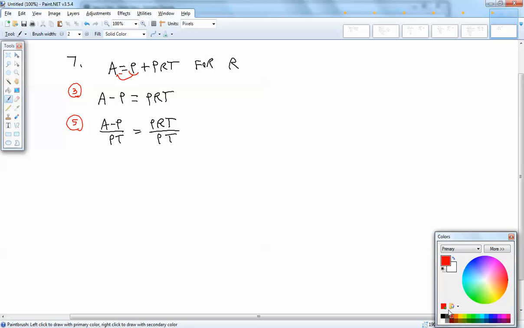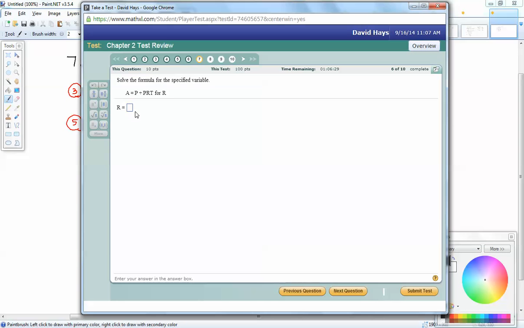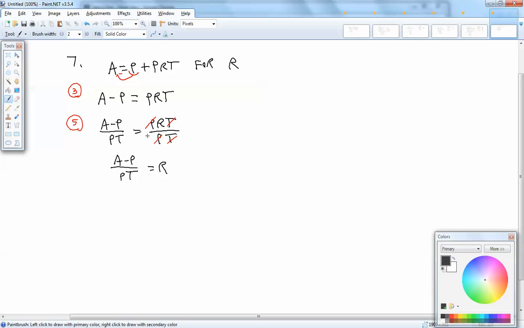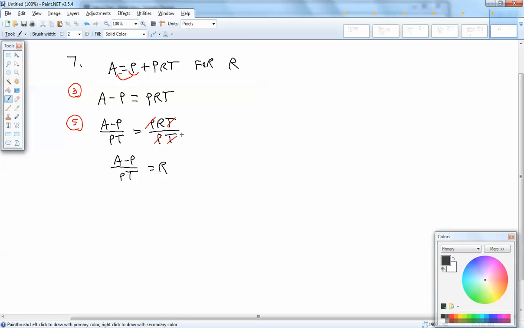Now when you do that, those P's are going to cancel and those T's will cancel. And over on this side, we're going to have R is equal to A minus P over PT. Now let's see what kind of form they want us to put the answer in. Oh, they already have R equals. Okay, good. A minus P, I'm going to do a fraction, so I click this. And then I'll do A minus P and tab, PT.